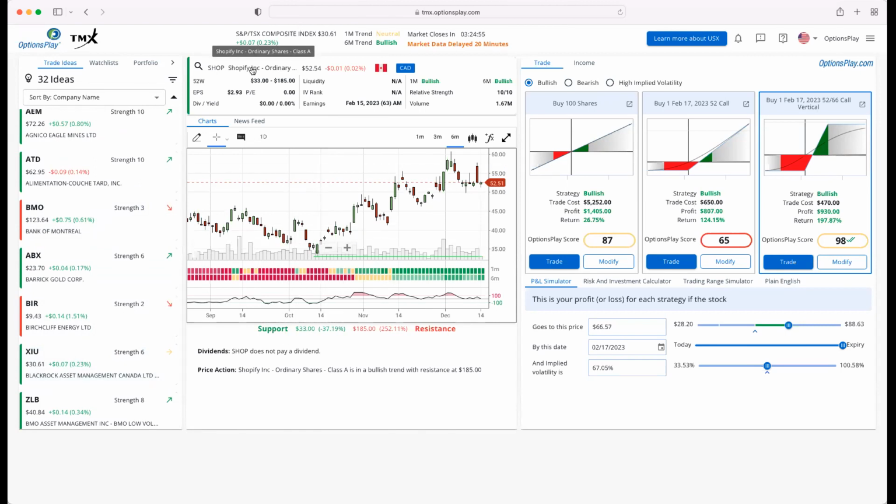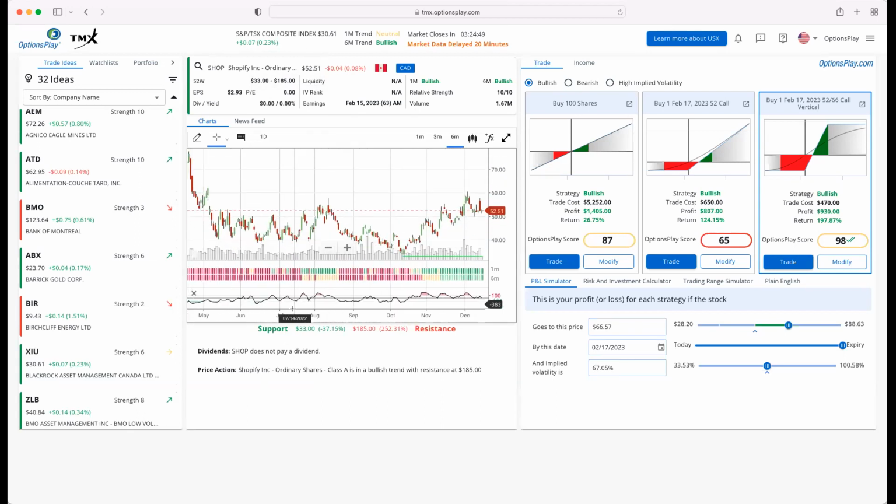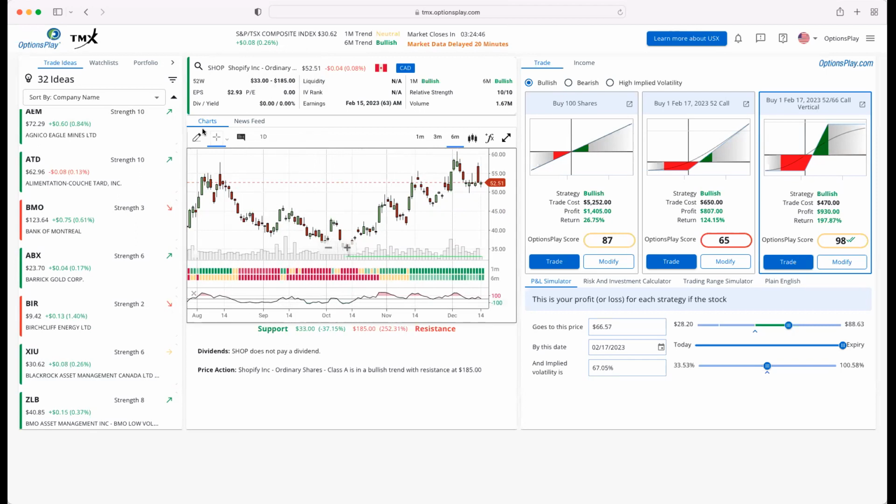Have Shopify here. I know we were looking at that last time I did a session with TMX, but it broke out of that trading range, and so I think it's interesting to watch. So by default, this green line, like I said, is the 6-month trend. We try to make this as easy as possible for you, and that's where this tool right here is extremely helpful.